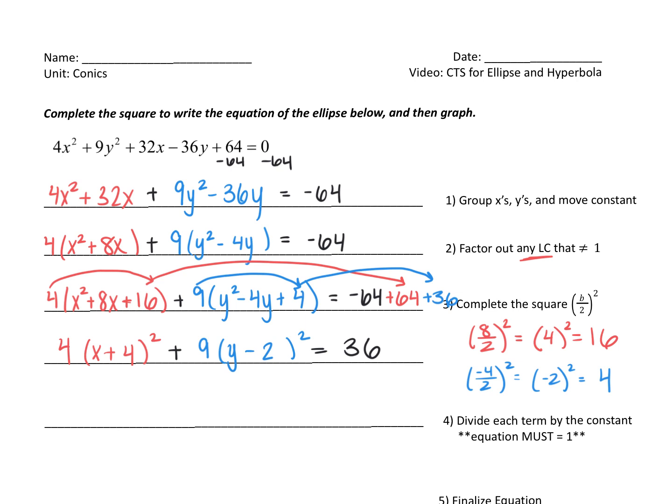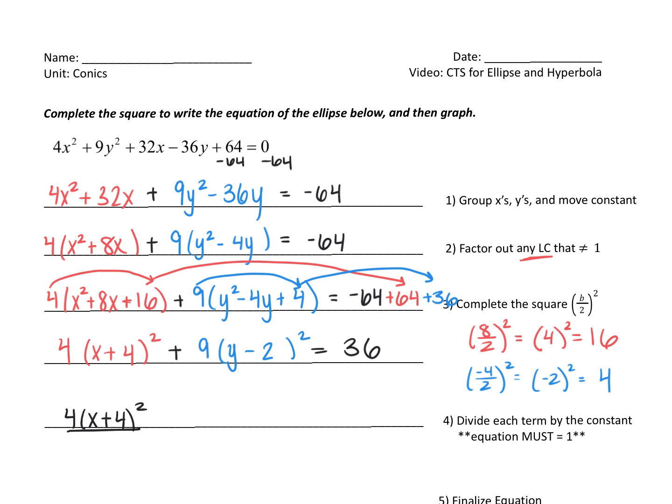Okay, so the next step here is that we have to get the equation to equal 1, because whether it's an ellipse or a hyperbola, this side always has to equal 1. So the way we can do that is we're going to take the original equation and we're going to divide it by the constant.